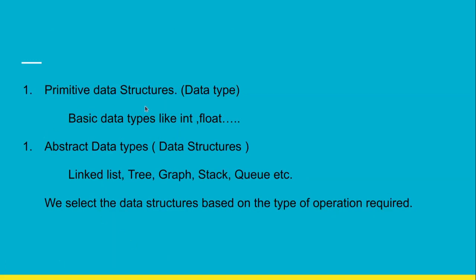So the basic data structures are int, float, char, etc. And the abstract data types are linked list, tree, graph, stack, queue, etc. So we select the data structures based on the type of operation we require.